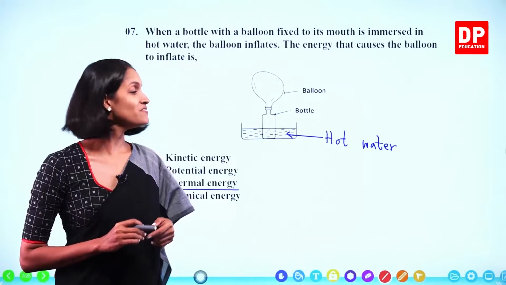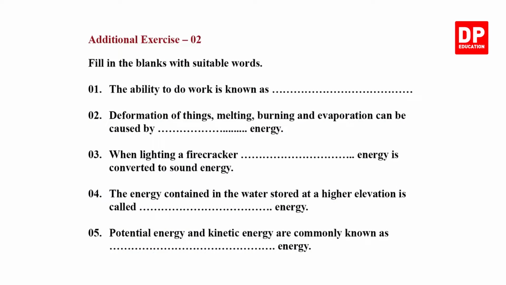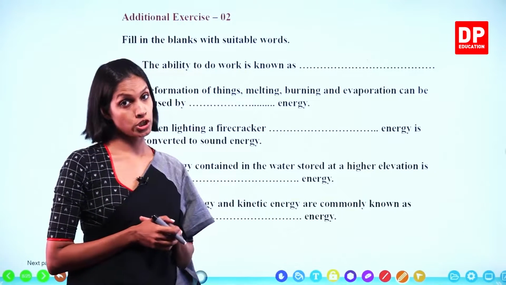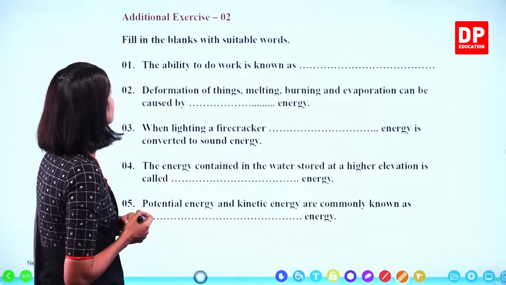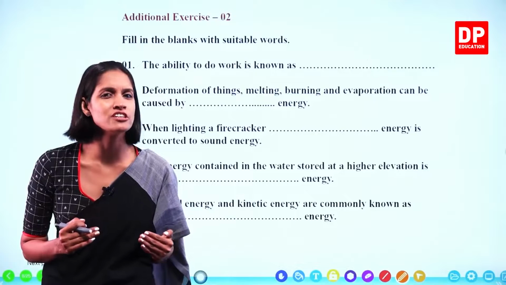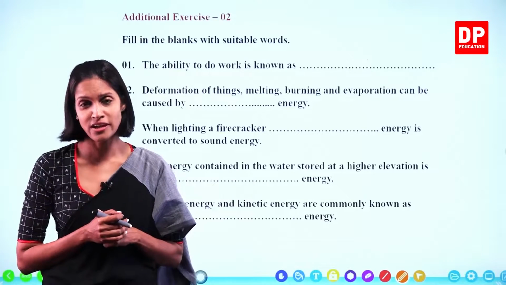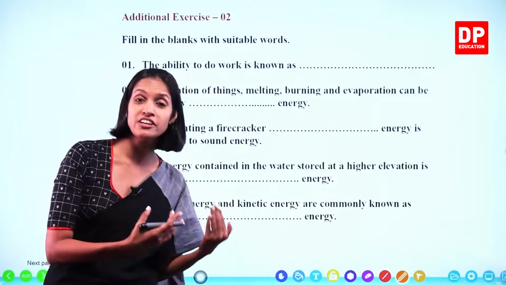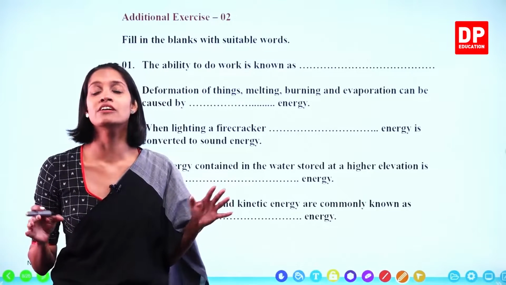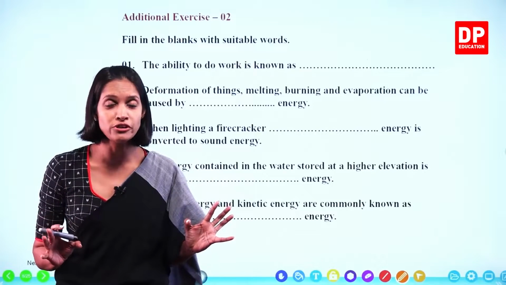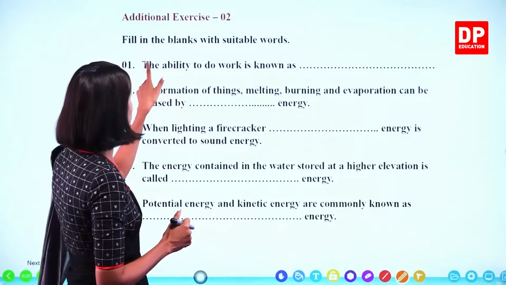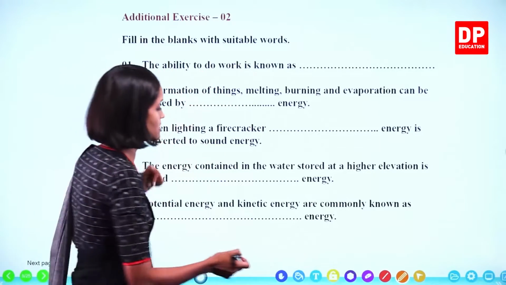We will move on to the next. Exercise number 2. Fill in the blanks with suitable words. Number 1. The ability to do work is known as. What do we need to do any work, children? That is energy. Sometimes to do hard work, we need a lot of energy, but for simple work, we need only a little amount of energy. However, we need energy to do work. Therefore, the ability to do work is known as energy.